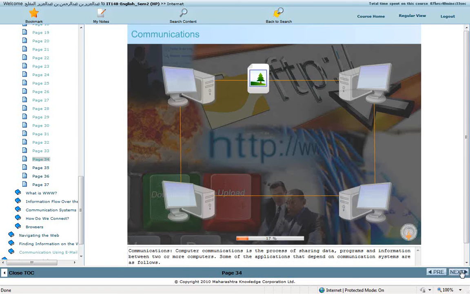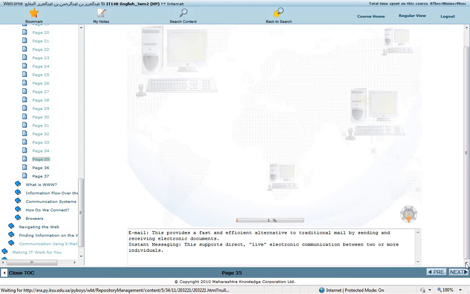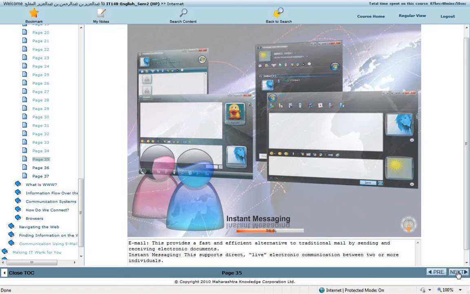Communications. Computer communications is the process of sharing data, programs, and information between two or more computers. Some of the applications that depend on communication systems are as follows. Email. This provides a fast and efficient alternative to traditional mail by sending and receiving electronic documents. Instant messaging. This supports direct, live, electronic communication between two or more individuals.